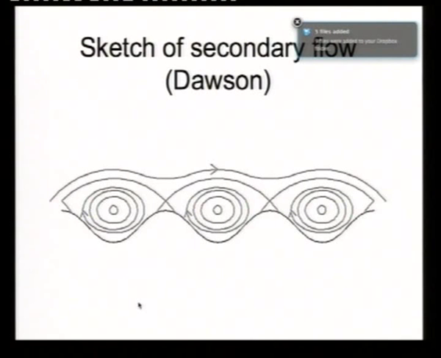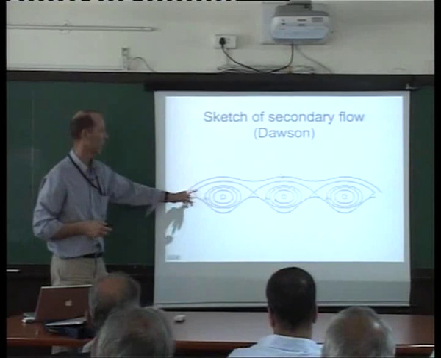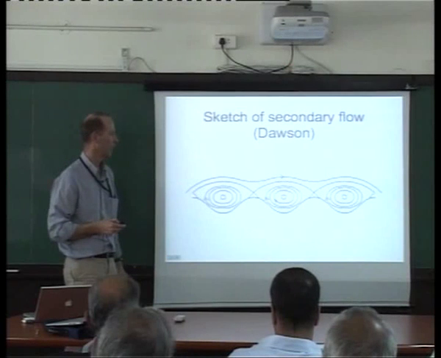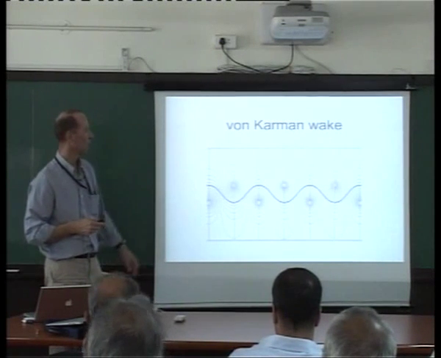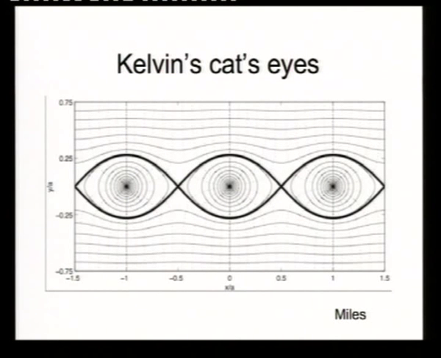However, our mental cartoon of the flow turned out to be completely wrong. Olivia Dawson sketched what the streamlines really look like, and they don't look at all like the von Karman wake. They look much more like Kelvin's cat's eyes.